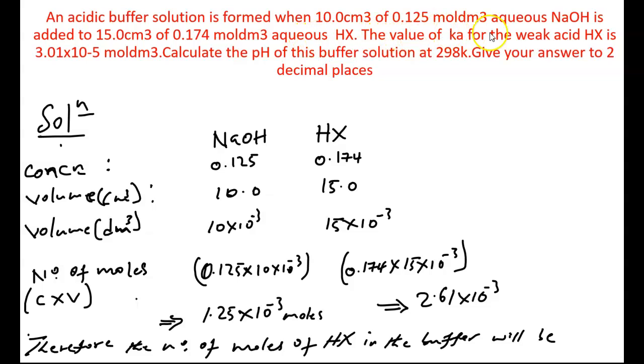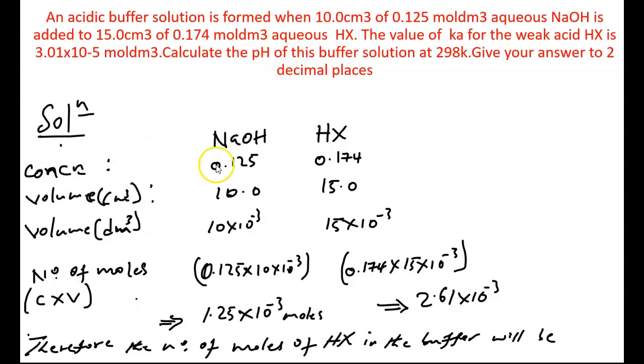The value of the Ka for the weak acid HX is given to us as 3.01 × 10⁻⁵ moles per dm³. You are to calculate the pH of this buffer solution at 298 Kelvin and give your answer to 2 decimal places. Okay, so let's look at what we know about this buffer solution.